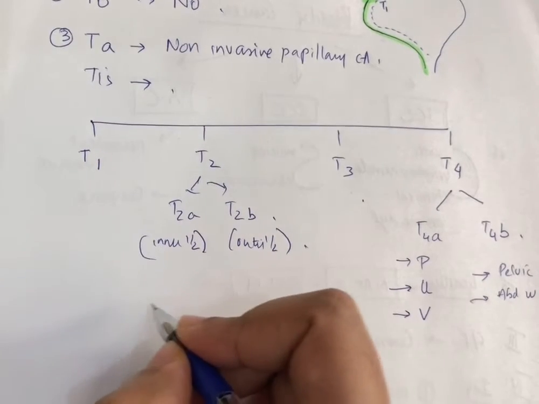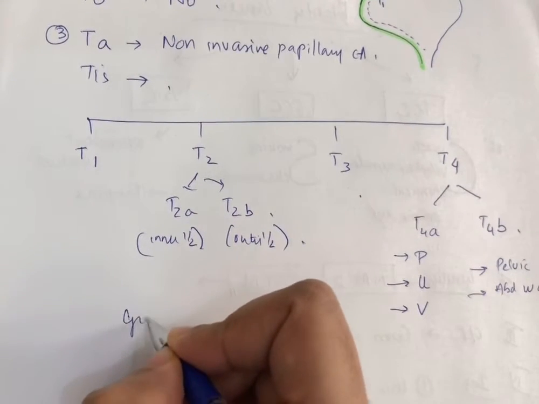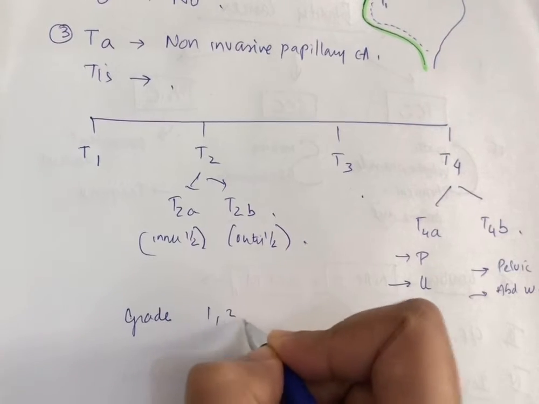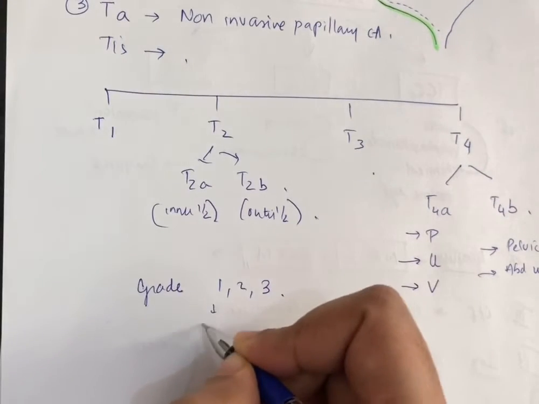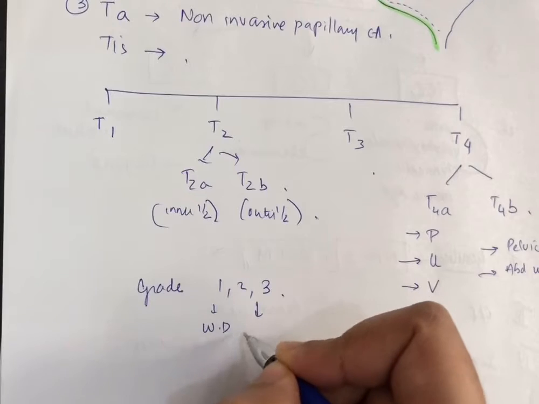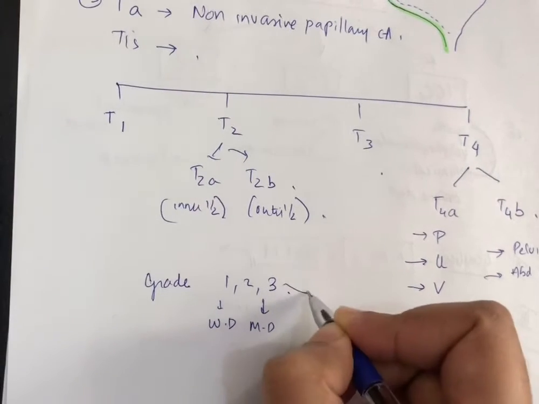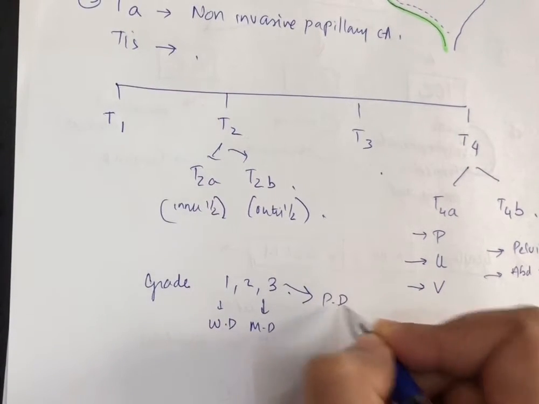Then grades, there is grade 1, 2, and 3. Grade 1 is well differentiated, grade 2 is moderately differentiated, then grade 3 is poorly differentiated.